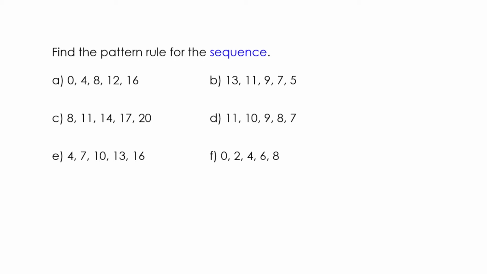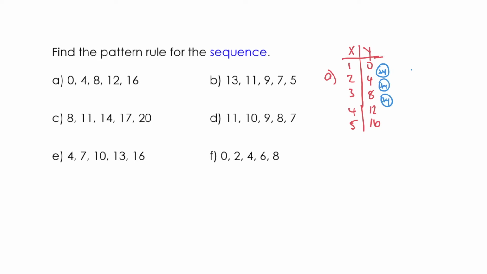So find the pattern rule for the sequence. I'm not going to do all of them, so I'm going to start with A over here. So let's do a table. So we have 0, 4, 8, 12, 16, and here are the term numbers. And what you need to do is you need to find the gap. As you can see, the gap is going up by 4, plus 4 each time.